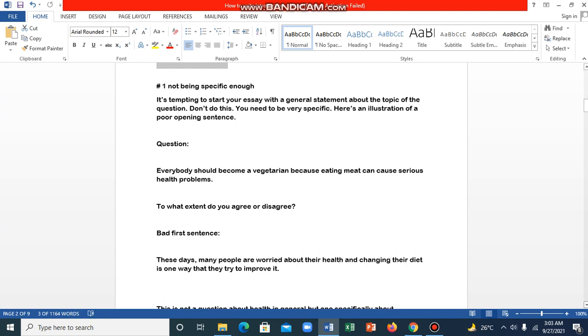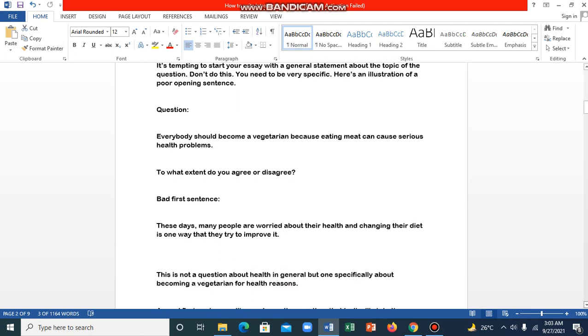Here is an illustration of poor opening sentences. अगर आपको याद है ना, एक hook होता है. Hook की ज़रूरत नहीं होती उसमें, ठीक है? तो यहाँ पे question है: everybody should become a vegetarian because eating meat can cause serious health problems. To what extent do you agree or disagree? Okay, अब हम आते हैं, ये question prompt है.